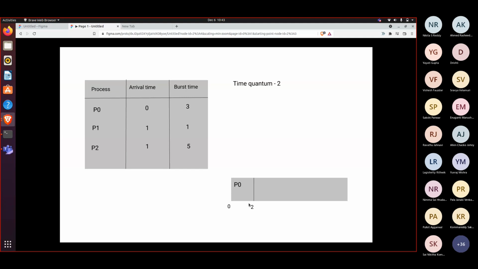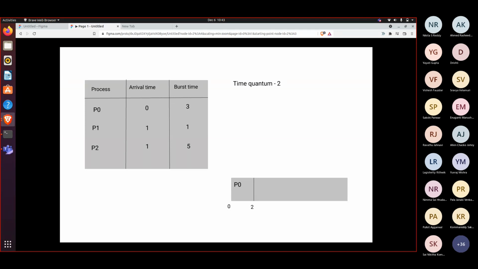So it runs for 2 units of time. It's easy to assume that we have a circular queue as the ready queue, in which only P0 is present. Now P0 takes 2 units of time, and by the time 2 units are completed, there are two more processes, P1 and P2, waiting in the ready queue. Both have arrived, so I'm assuming that P1 has come first.